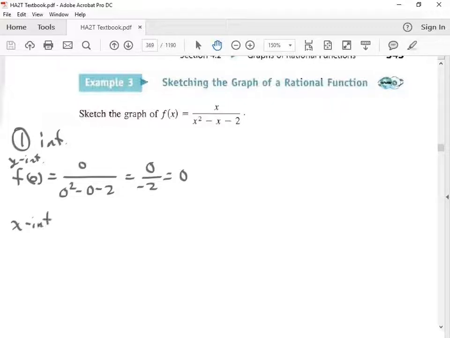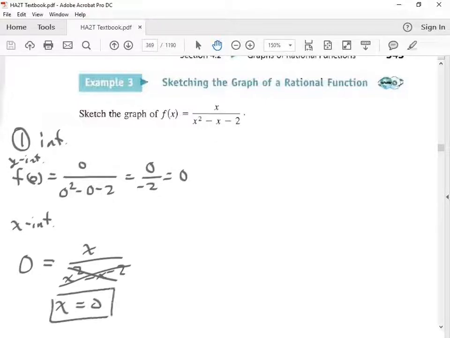set the whole thing equal to 0. So I'm going to get 0 right here equals x over x squared minus x minus 2. We know the denominator is going to cancel out because if we multiply both sides by the denominator, this side is just going to kill it, and this one's going to get executed there. So we just have x equals 0.